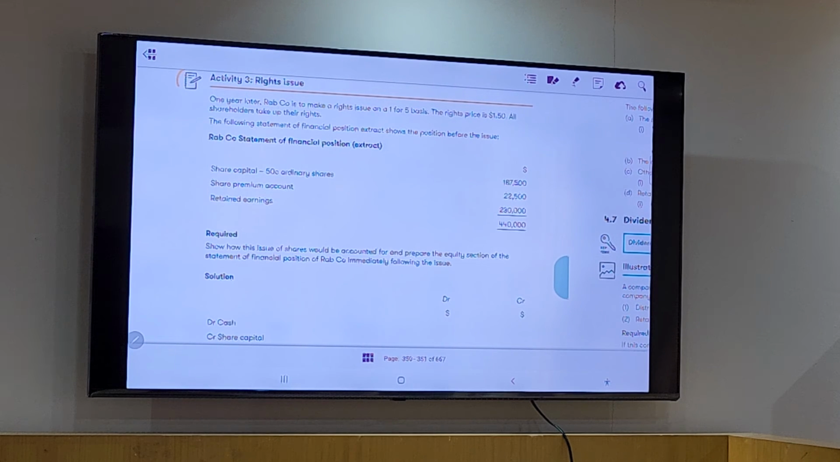75,000 into 0.5 is 37,500. Total cash, other share capital, the difference, what is the name you give? See, any price more than the par value, the difference we name it share premium. So from these three, what do you get? Share premium. You have three items.